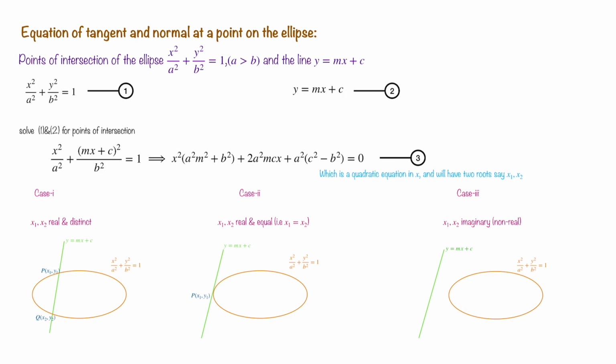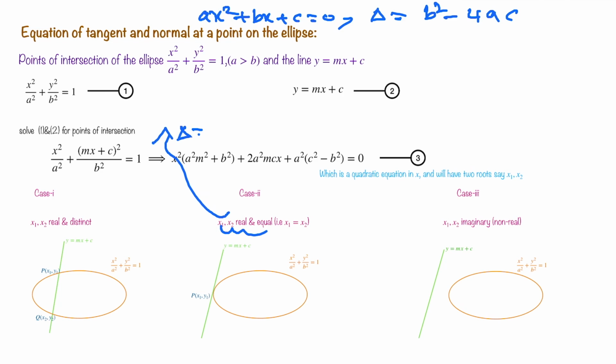The question is, under what condition on a, b, m, c will this line y equal to mx plus c be tangent to this ellipse x square by a square plus y square by b square equal to 1? Okay, we know when we get real and equal roots, right? We get real and equal roots for 3 when the discriminant of 3 is 0. If we have a quadratic equation ax square plus bx plus c equal to 0, then its discriminant delta is b square minus 4ac. So we have real and equal roots when the discriminant delta is 0.